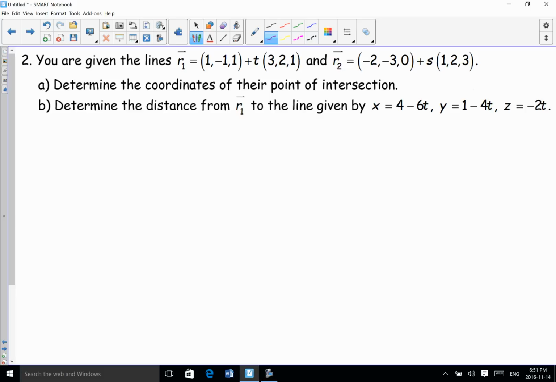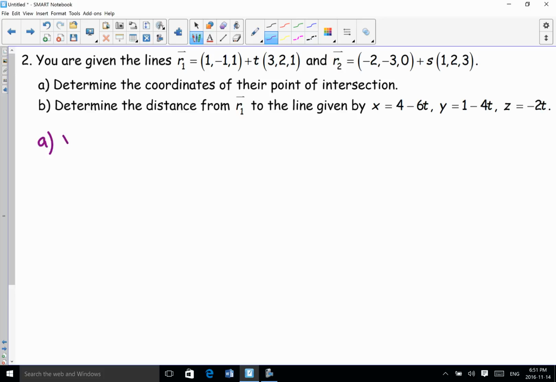In number 2, we have to figure out the coordinates of the point of intersection of two lines. So first of all, just check that they do intersect, and our direction vectors not being collinear tell us that they will intersect. So the easiest way to figure out an intersection is by changing your equations into parametric form.